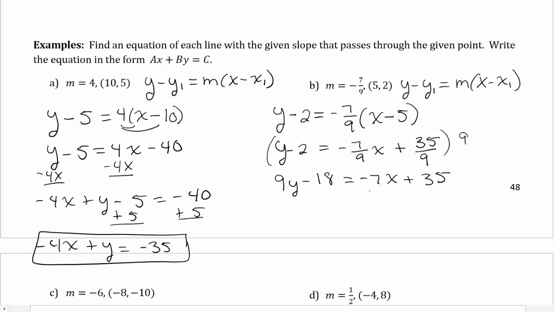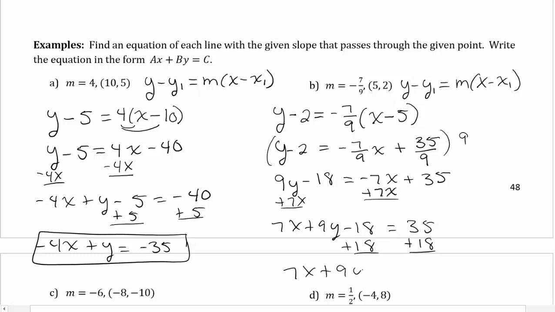Okay, now that I don't have any fractions left, I'm going to get the x term over on the left with the y term, so add 7x to both sides. So we get 7x plus 9y minus 18 equals 35. And then the last step would be to add 18 to both sides. So we get 7x plus 9y equals 53.